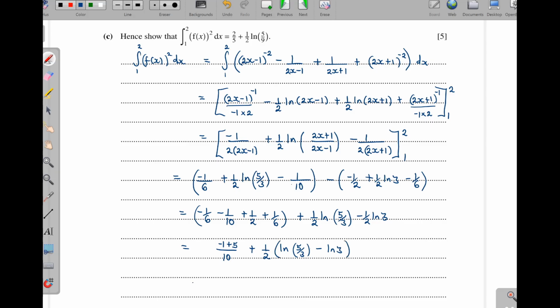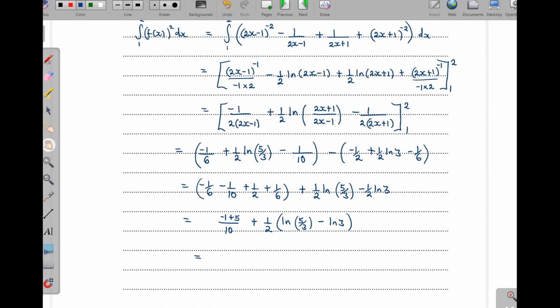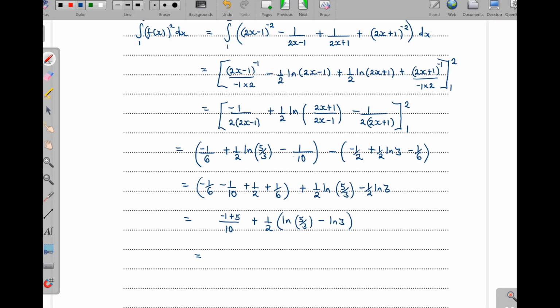You see that? Now when logarithms to the same base are subtracted, what do we do to the powers? We divide them, not so? So here 5 minus 1, that one will be a 4 out of 10, then plus a half, the natural log of, this will be 5 over 3, divide by 3. And 5 over 3 divided by 3 is the same as 5 over 3, then times the reciprocal of this one here, that will be 1 over 3.